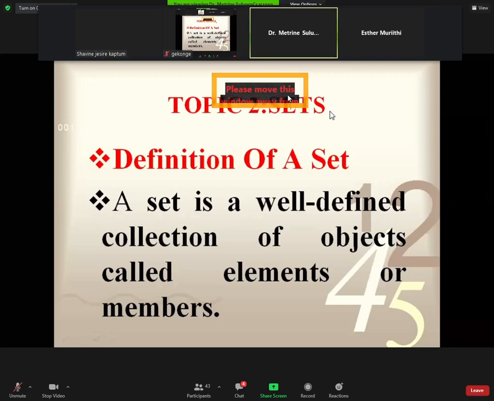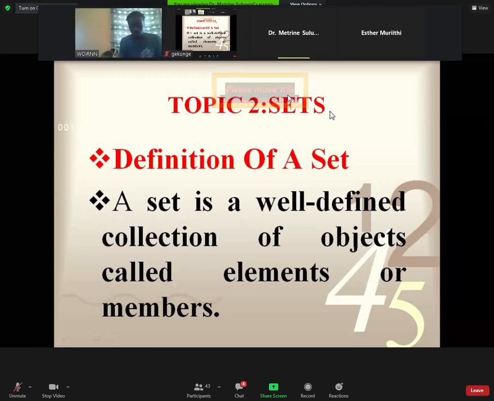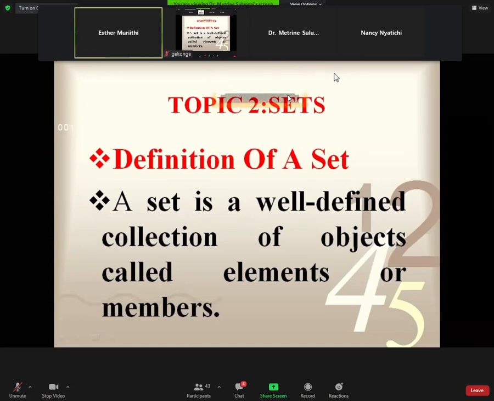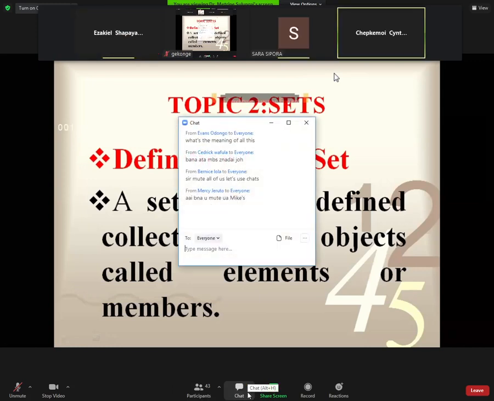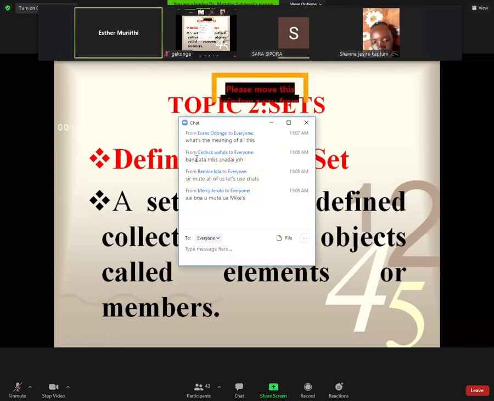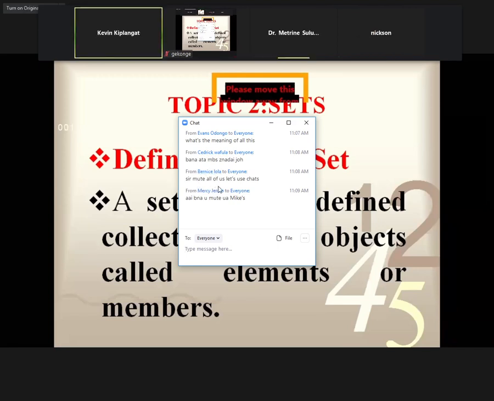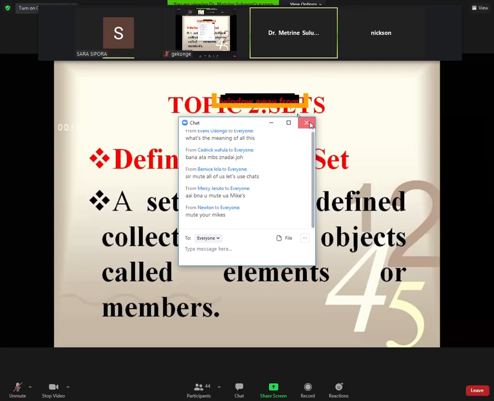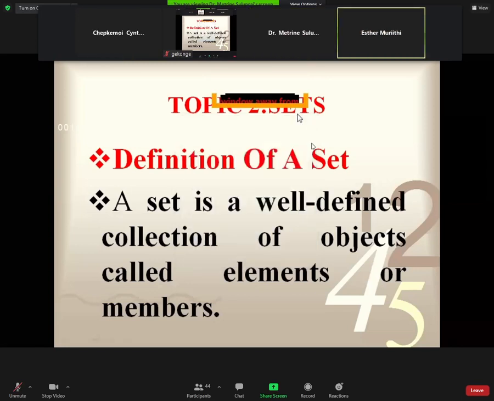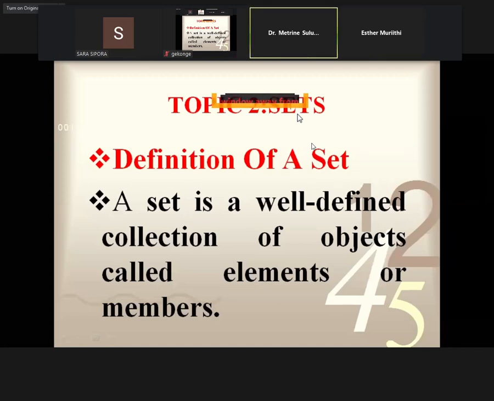That is set theory. We begin by defining what a set is. A set is a collection of objects. That simply means that in a set we have items, and those items we call either elements or members of a particular set.